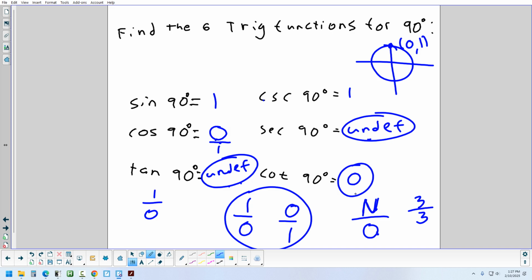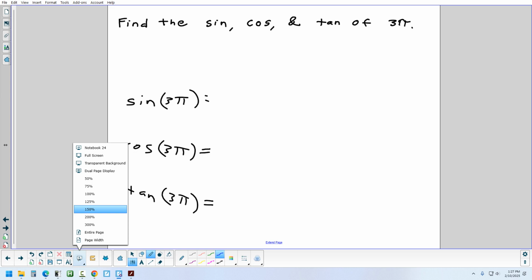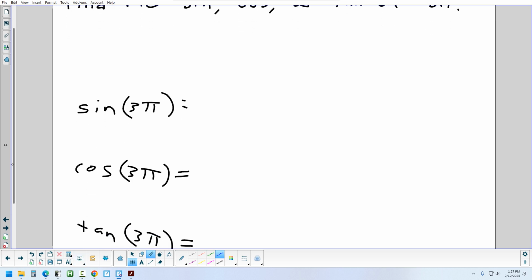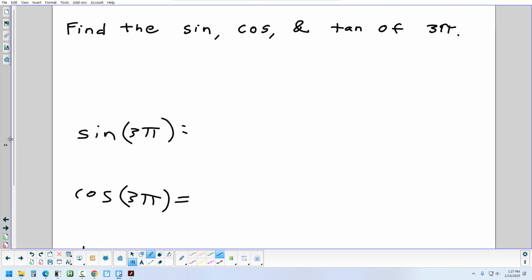All right, let's try this one. This time, they only want sine, cosine, and tangent. Okay. What have they given me this time to work with? 3 pi. What is this? It's radians, and it represents 270.